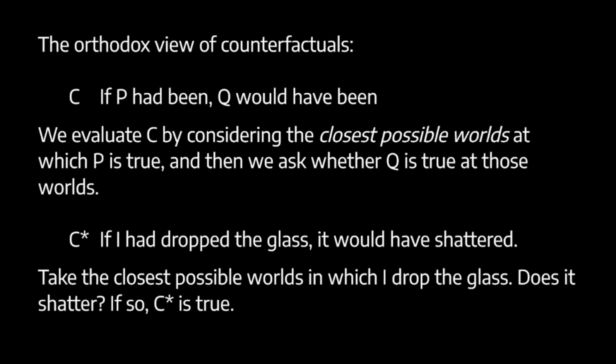This comes from the orthodox view of the semantics of counterfactuals. So essentially the idea is this. With a counterfactual, so if P had been, then Q would have been, we evaluate this by taking the closest possible worlds at which P is the case, and then we ask whether Q is the case at those worlds. So with the counterfactual, if I had dropped the glass, then it would have shattered, we take the closest possible worlds at which I do drop the glass, and then we see whether the glass shatters in those worlds.